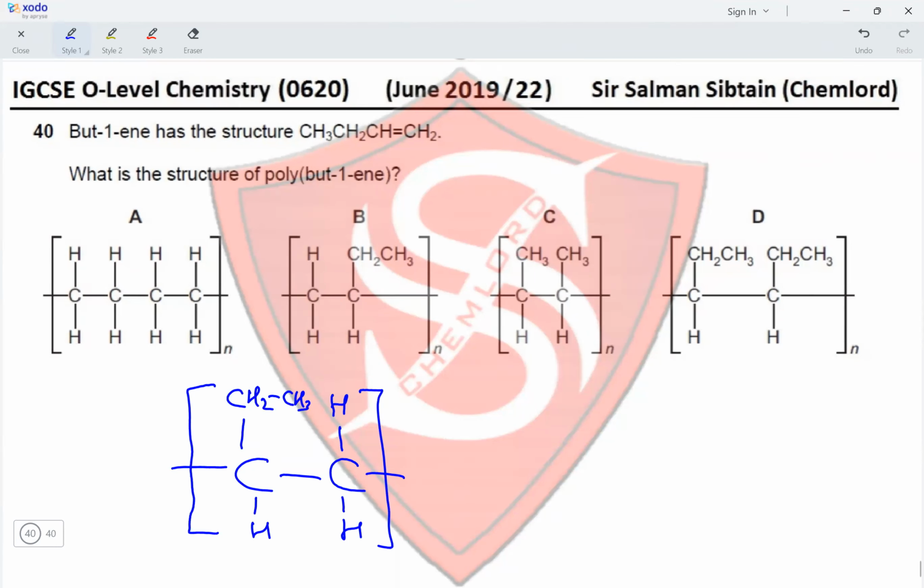So looking at this structure, option A is incorrect. Option B is the same structure as the one drawn. Option C is incorrect because it has got two CH3 groups attached to two carbon atoms. And option D does not have a CH2 group present. It only has the other carbon atom attached to each other. So the correct option for this question is option B.